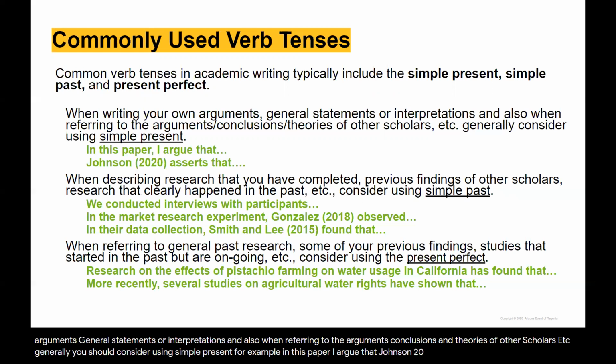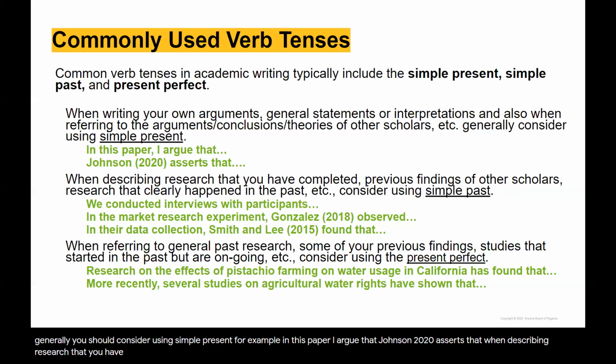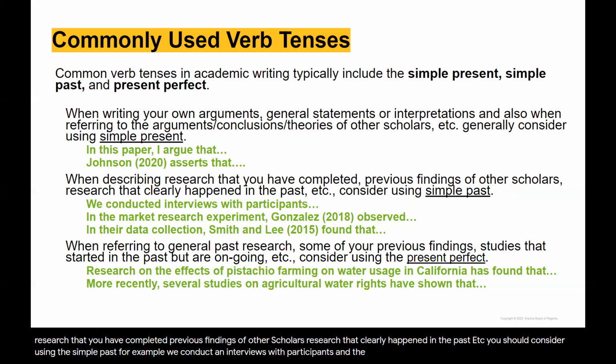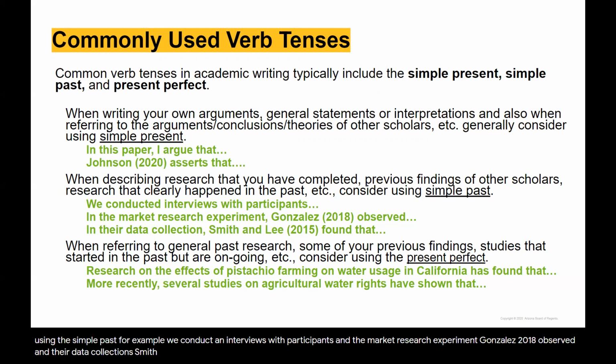Johnson 2020 asserts that. When describing research that you have completed, previous findings of other scholars, research that clearly happened in the past, etc., you should consider using the simple past. For example, we conducted interviews with participants. In the market research experiment, Gonzalez 2018 observed. In their data collection, Smith and Lee 2015 found that.